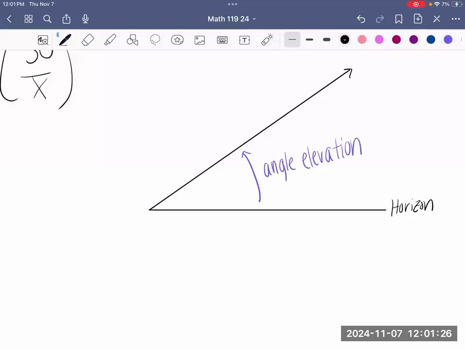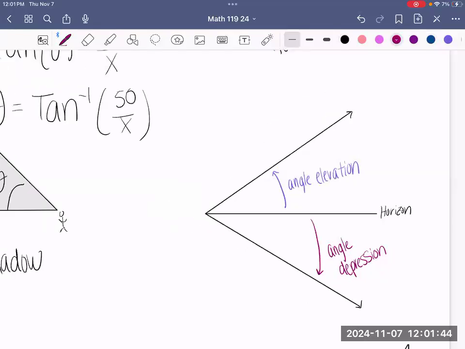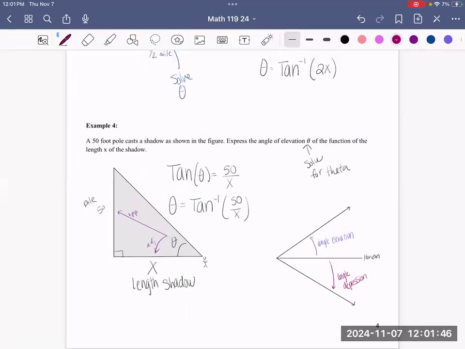Whereas if it said, hey, we're now at the angle of depression, depression means that we are looking down in some capacity. So angle of depression, we look down. So hopefully that makes sense as to what elevation and depression are and the context of where you might be standing and whether you're looking up or down.